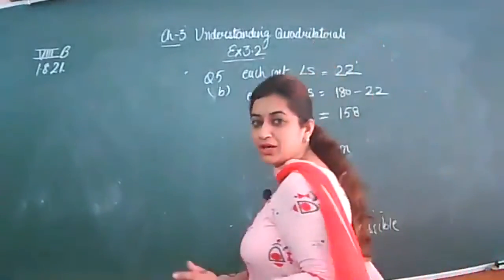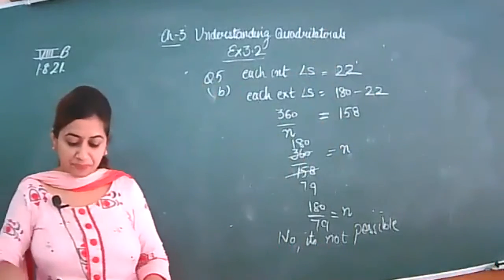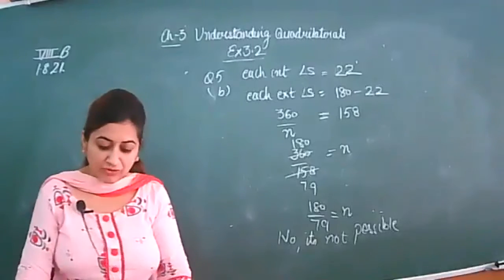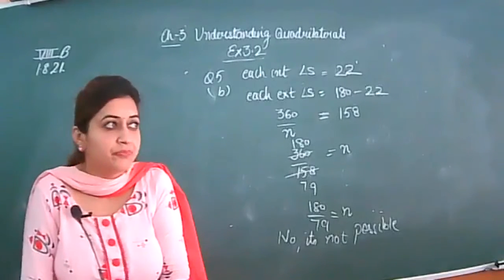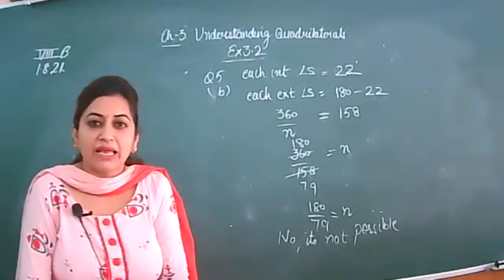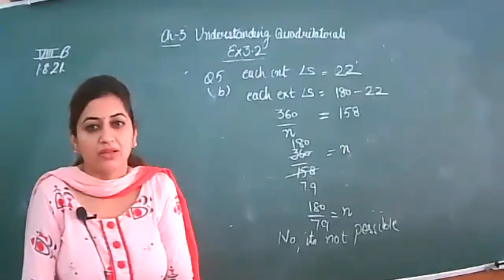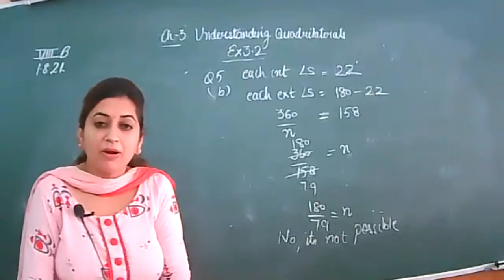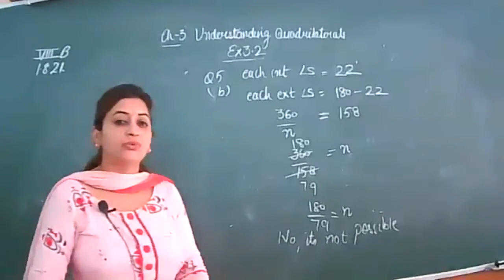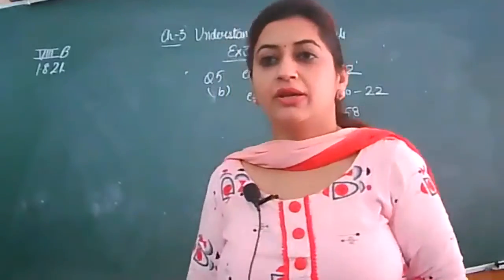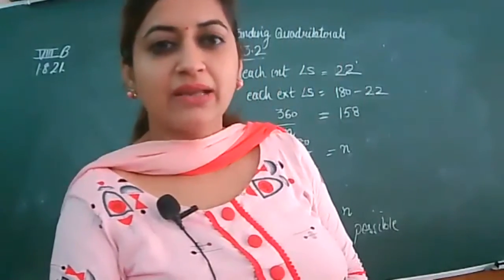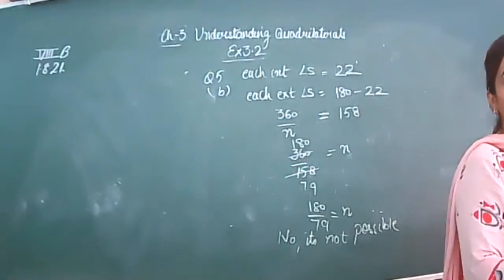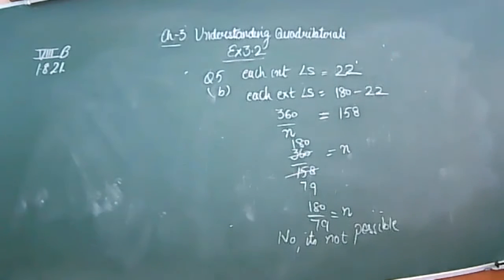So the answer of question number 6, first part: what is the minimum interior angle of a regular polygon? That is 60 degrees. Write down. Minimum interior angle is 60 degree for equilateral triangle. And for the second part, maximum exterior angle is 120 degree for equilateral triangle.